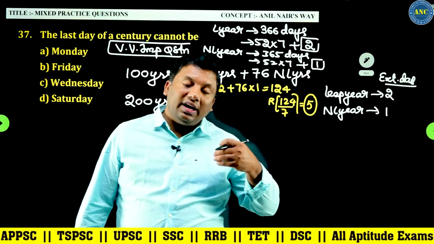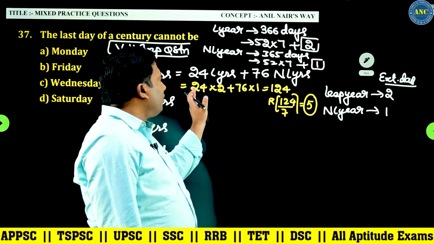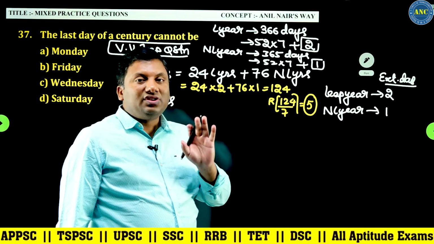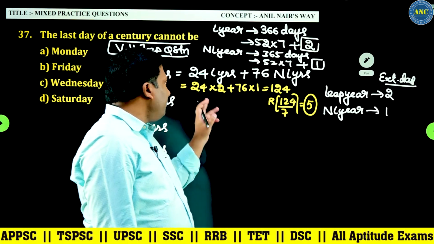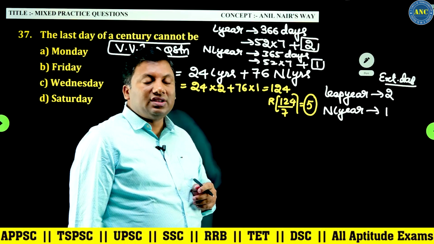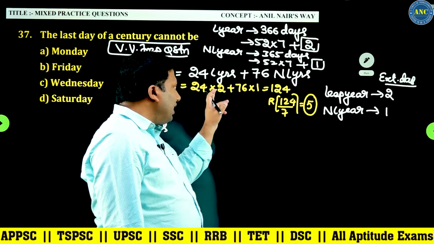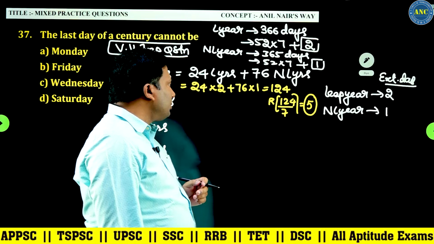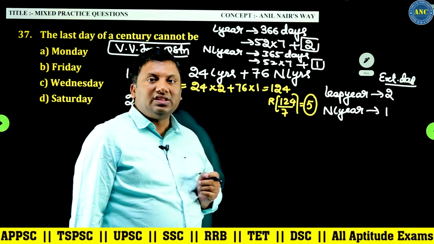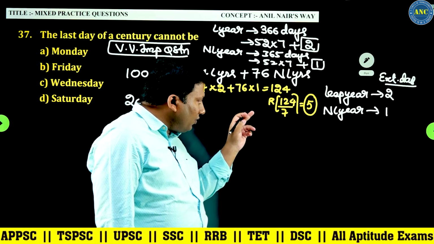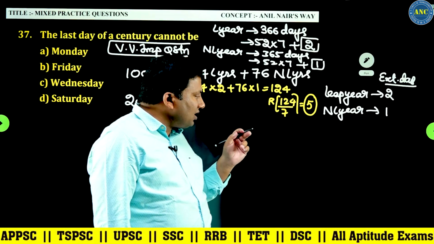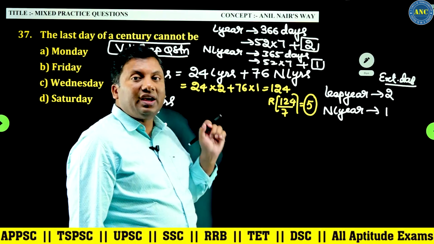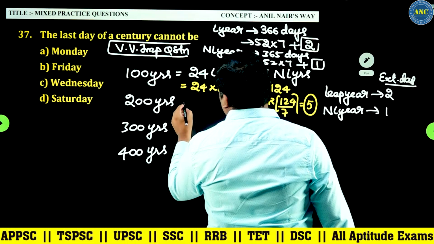How did you get it? In 100 years, how many leap years are there? 24 leap years. Sir, why can it not be 25? Because 100 is a century which is not divisible by 400. So 24 leap years and 76 non-leap years. A leap year has extra 2 days, a non-leap year has extra 1 day. 24 twos are 48. 48 plus 76 is 124. 124 divided by 7 gives remainder 5. 100 years has 5 extra days.